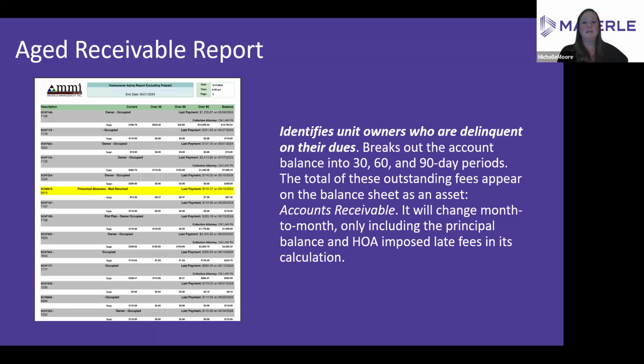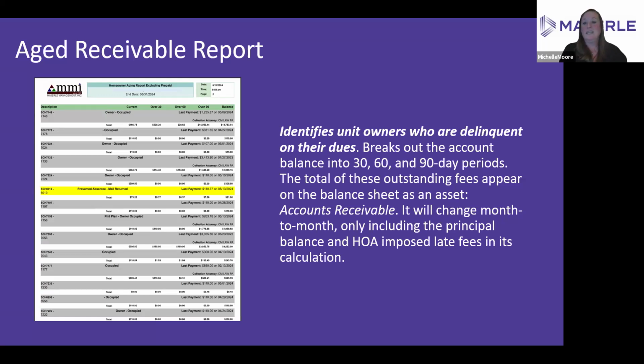And it'll change month to month. It'll only include the principal balance and HOA imposed late fees in its calculation. And also, this is where you can see in this particular example, the highlighted in yellow means it is a previous owner. It'll also say on the upper right-hand side what their collection status is.